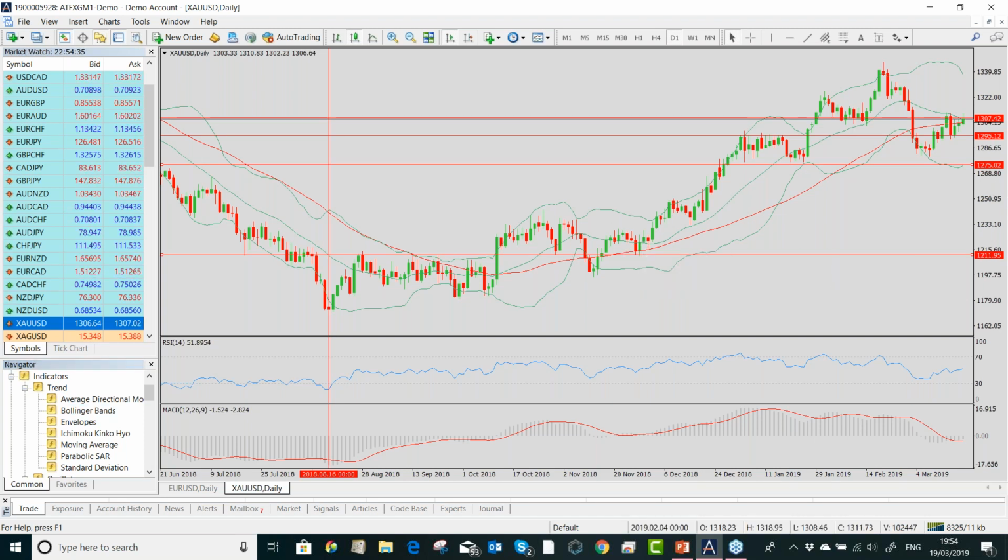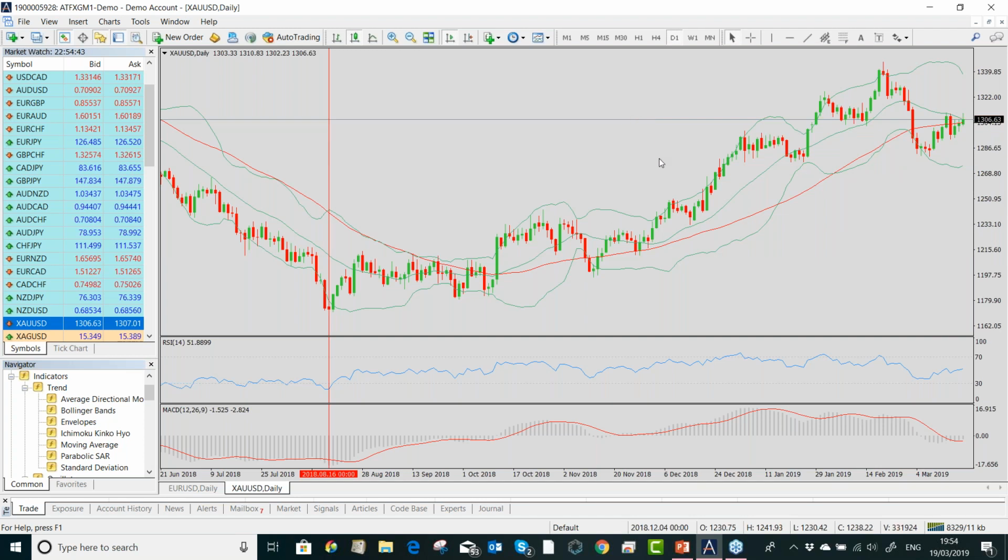I'm just going to erase a few of these things here just to make it a little bit cleaner. When the bands are close together, like they are here, that can tend to mean that price is ranging. And you can see that price is actually ranging at that point. And then when the bands start moving further apart, that can tend to mean the potential beginning of a trend, which we then do see here. So that's one way that Bollinger Bands can be used.